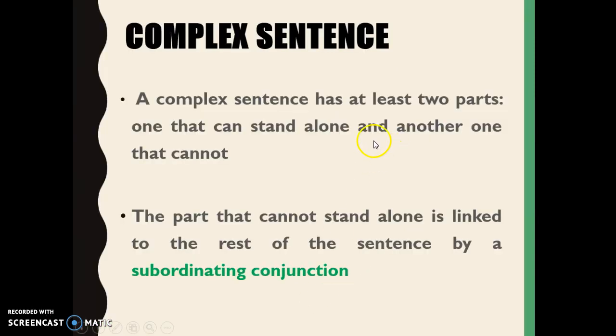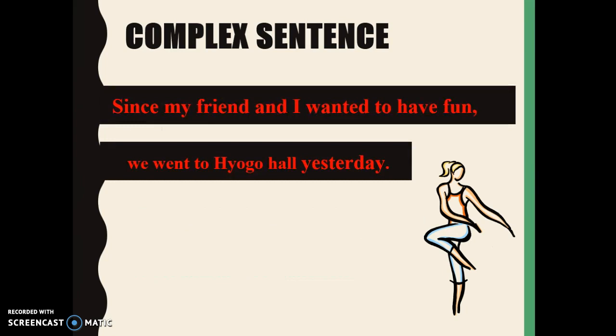A complex sentence has at least two parts, one that can stand alone and another one that cannot. The part that cannot stand alone is linked to the rest of the sentence by a subordinating conjunction. Can't you understand? Sounds so complex, right? Not really. Let's see together. Since my friend and I wanted to have fun, we went to Hugo Hall yesterday. So in the complex sentence, we have one independent clause and one dependent clause, meaning that the other clause depends on the independent clause. Did you get it? Okay.